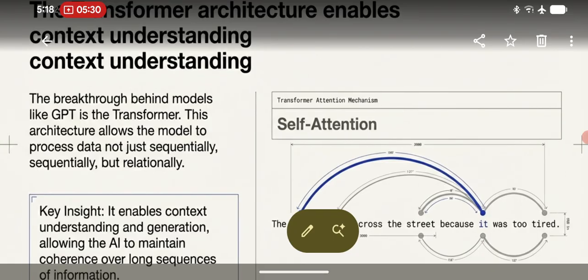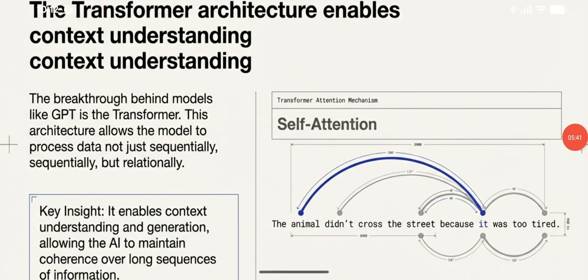This is another example where it is a text model. The transformer architecture enables context understanding. In this case, it will predict the next word based on the previous sentence: the animal didn't cross the street because it was too tired. Accordingly, it is understanding the meaning and the context, and accordingly predicting the next word.